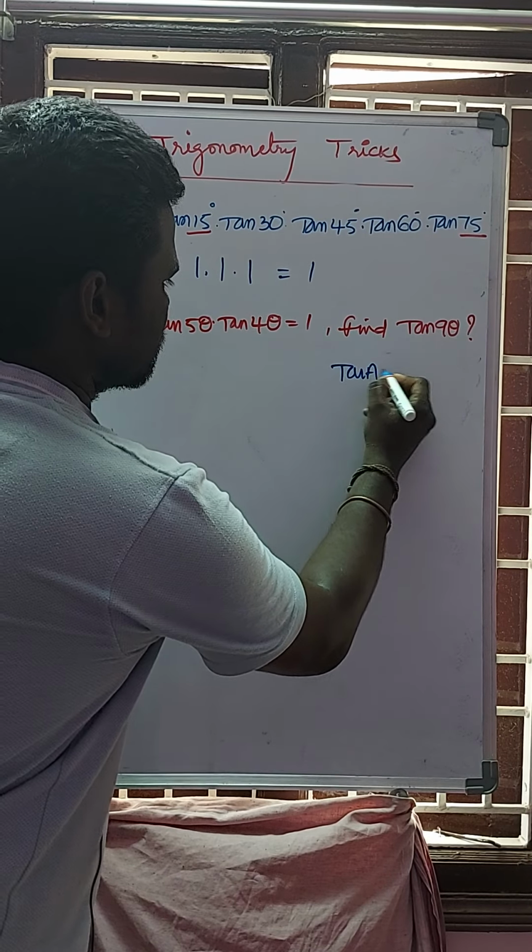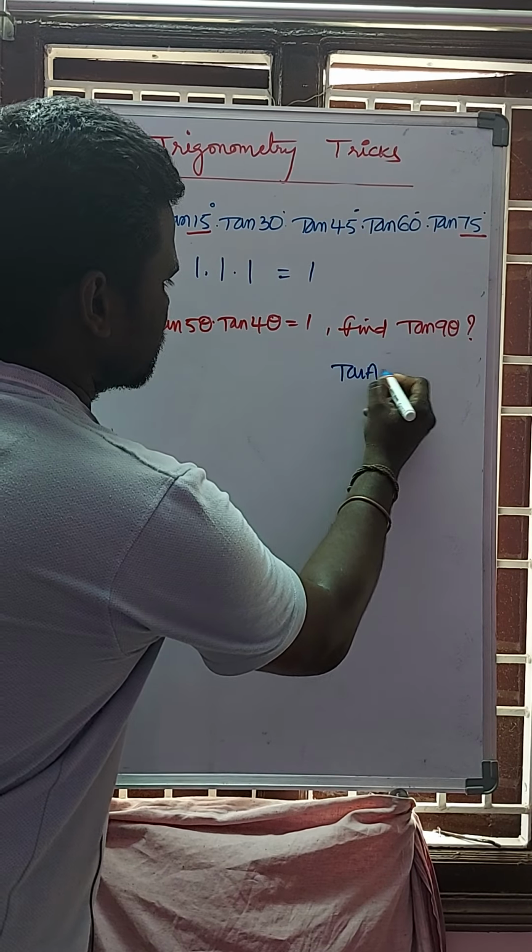Here we have a condition, tan 5 theta into tan 4 theta equal to 1, which means tan A into tan B equal to 1. Now A plus B equal to 90 degrees. Here A is 5 theta, B is 4 theta. So 5 theta plus 4 theta equals 90 degrees. Now 5 theta plus 4 theta is what? 9 theta equal to 90 degrees. So theta is what? 10 degrees. So we need to find tan 9 theta. So tan 9 theta equals tan 9 times 10, tan 90 degrees. Tan 90 degrees is what? Not defined.